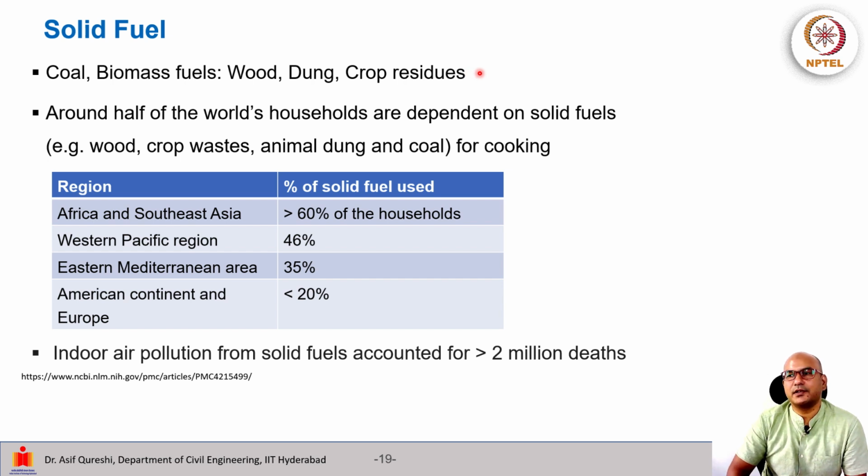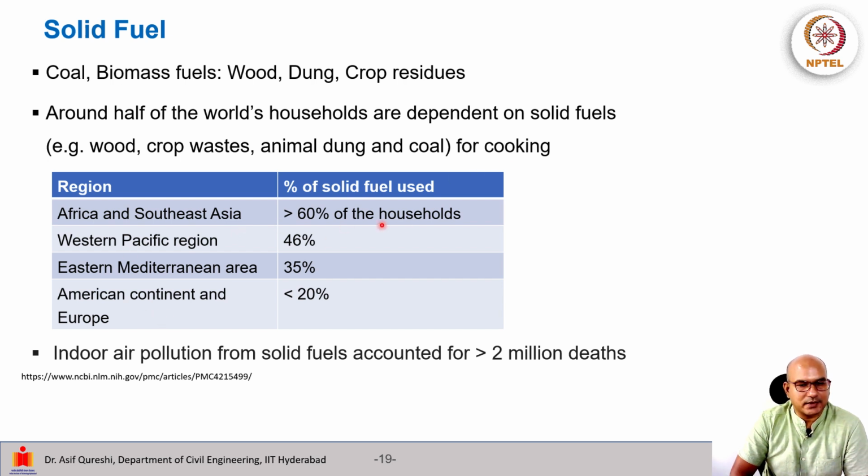So when we look at the solid fuel that is used in cooking, this can be coal and this can be biomass fuels. And biomass fuels would be things like wood, cow dung and crop residues. Also, it is often reported that around half of the world's households are dependent on solid fuels. So again, wood, crop waste, animal dung and coal for cooking.